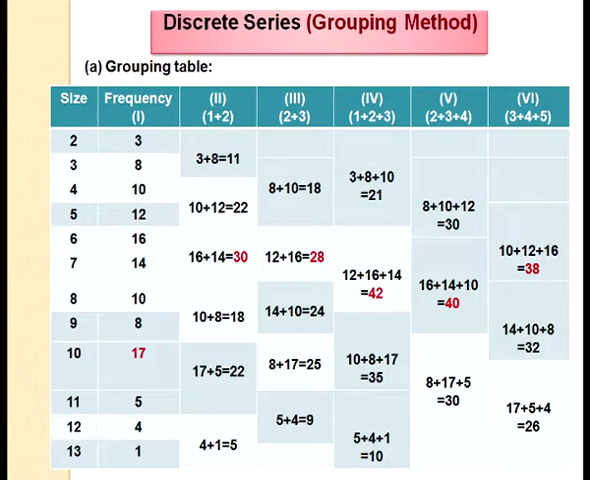So, students, let us see how we make a grouping table. In this we are going to make 6 columns. The first would be the frequency, and the second column would be the sum of the two frequencies. As you can see, 3 plus 8 is equal to 11. Likewise, we are going to make the whole column and we are going to highlight the highest frequency, that is 30. In the first column we have highlighted 17.